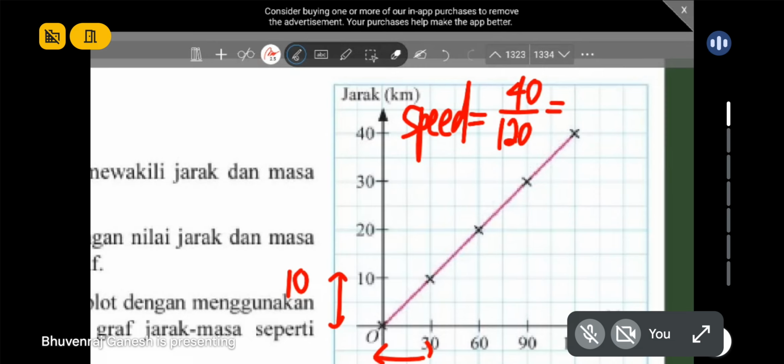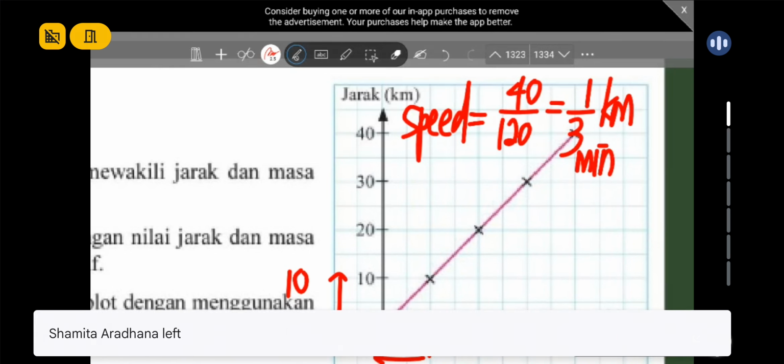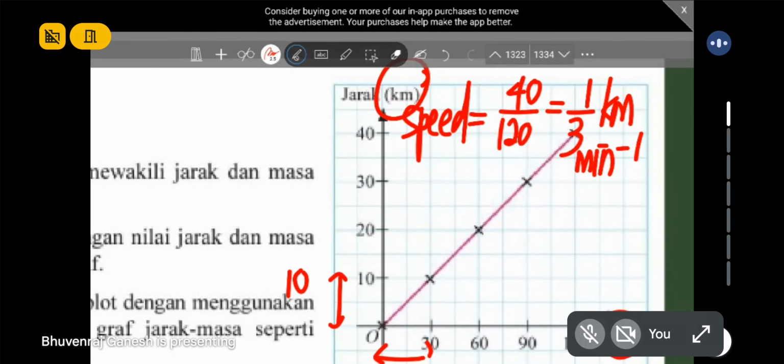So the answer is 1 over 3. Guys, your unit must be careful. Kena ikut unit yang soalan bagi. Kilometer per minute. Kilometer per jam salah, and meter per second also wrong. The unit is kilometer per minute.